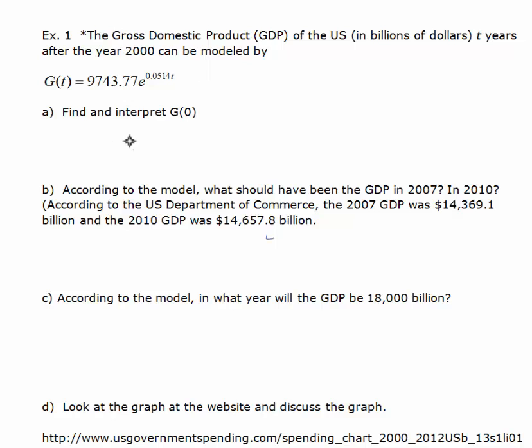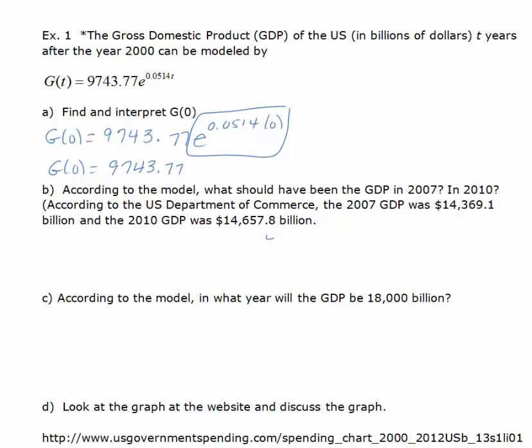And so we ask the first question, find and interpret g sub 0. So let's first find g sub 0, which means we'll just substitute 0 in for t. Now when that happens, this expression right here equals 1, because it's going to be e to the 0. So g sub 0 equals 9743.77, and this is in dollars. So what this means, when t equals 0, basically that corresponds to the year 2000, which means that according to this model, this is g sub 0, our initial amount, basically when no time has passed.